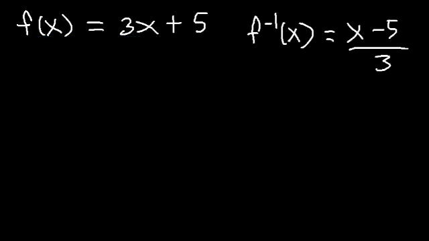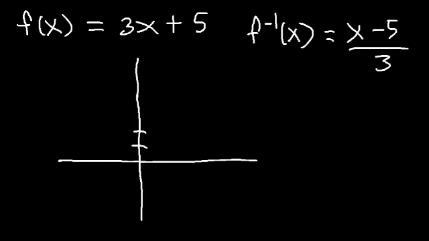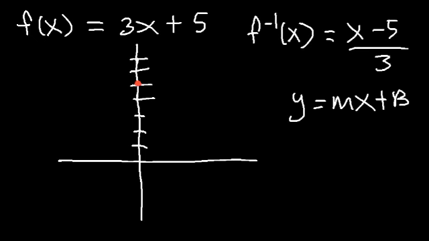Now let's understand the graphical relationship between f of x and the inverse function. If you plot f of x using the slope-intercept form, you can see that the slope is 3, the y-intercept is 5. It's in the form y is equal to mx plus b. M is the slope, which is the number in front of x, that's 3. B is the y-intercept, which is 5. So the graph is going to start at 5, and with a slope of 3, the rise over run is 3, so you need to go up 3 over 1. So if we draw a rough sketch, the graph should look something like this.